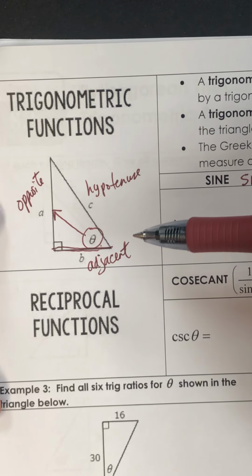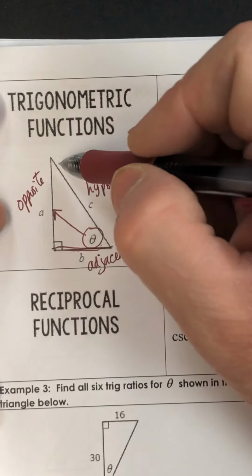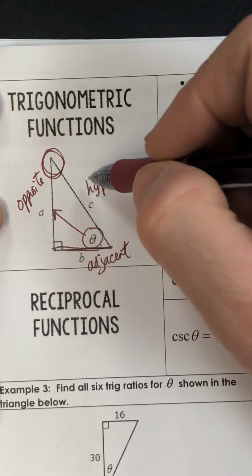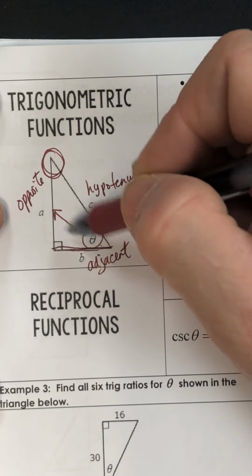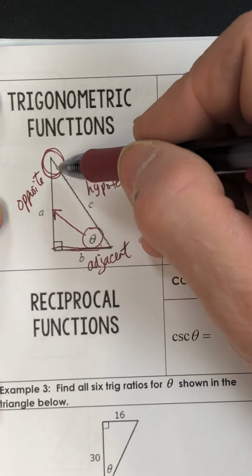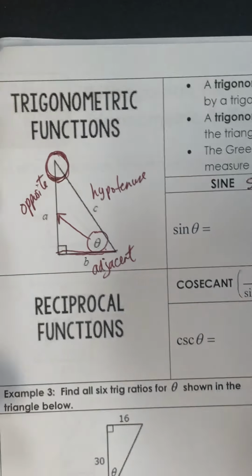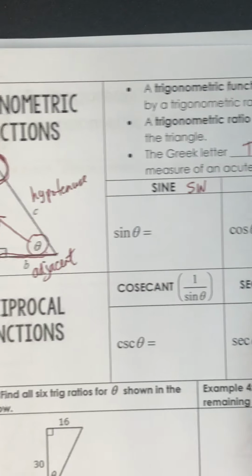And the angle. Now that's different if we were going from this angle over here. If we were starting with this angle, then this side over here would be opposite, and this side right here would be adjacent. So you always have to reference what angle you're starting from so you know which value to use.